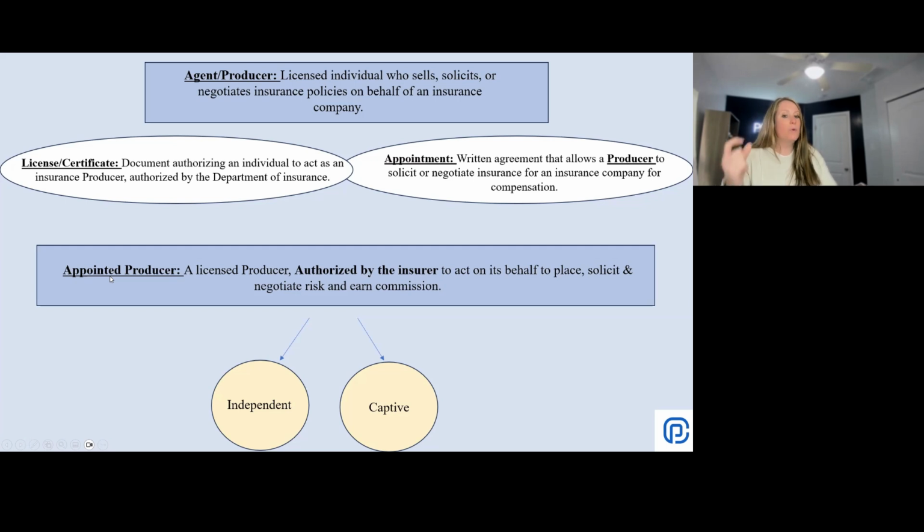Once somebody is an appointed producer, that just means that they are a licensed producer. They're authorized by the insurer to act on its behalf, to place, solicit, negotiate risk, and then earn commission, right? Earn that compensation.